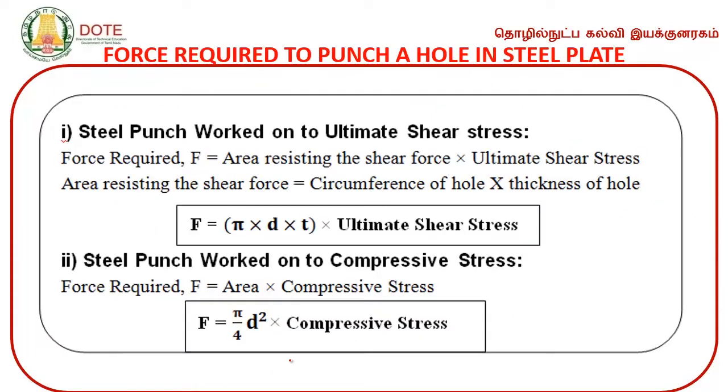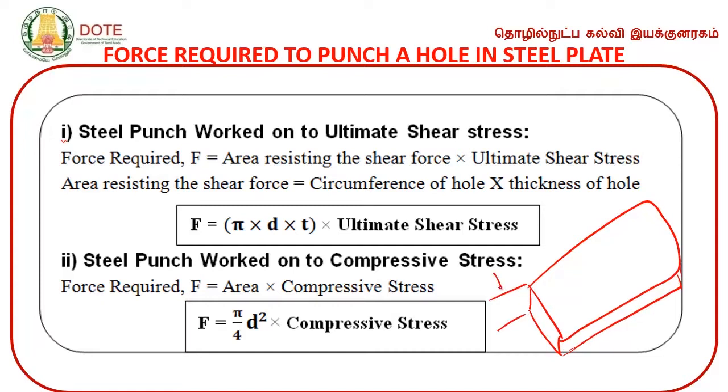Okay. Now we are going to the next chapter, force required to punch a hole in a steel plate. How much force is required to punch a hole in a steel plate? So we are having a steel plate of thickness T. Assume the thickness of the plate is T. Now we are going to make a hole. How much force is required?